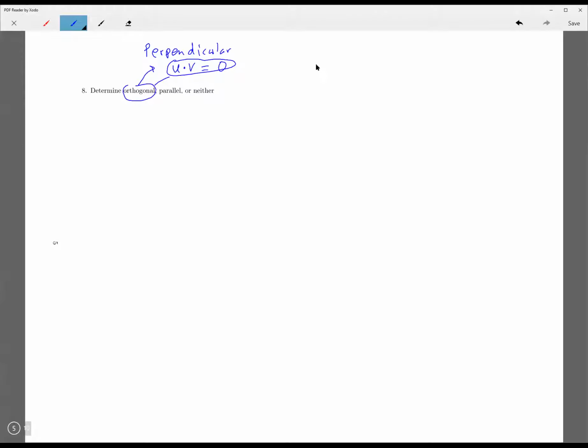And if the dot product is 0, then remember the formula right here, where we have u dot v over the magnitude of u times the magnitude of v. If this is 0, then the cosine is 0, which means the angle is going to be 90 degrees or pi over 2. Okay. That is unless one of these is 0.